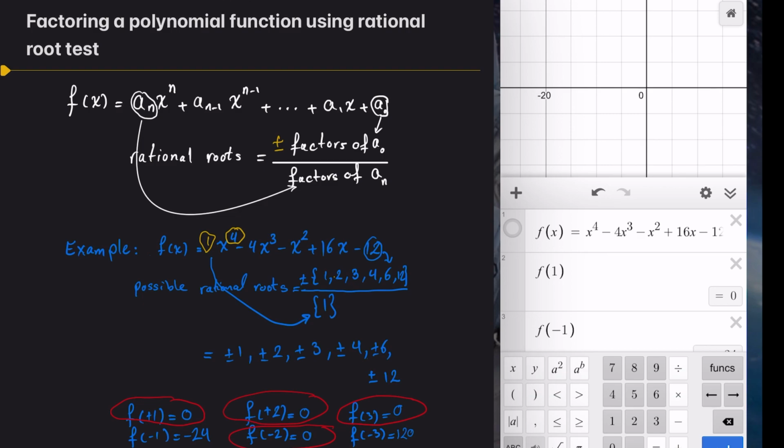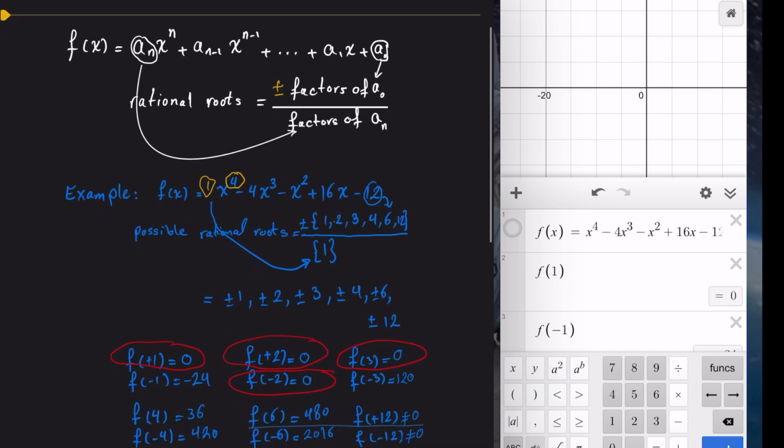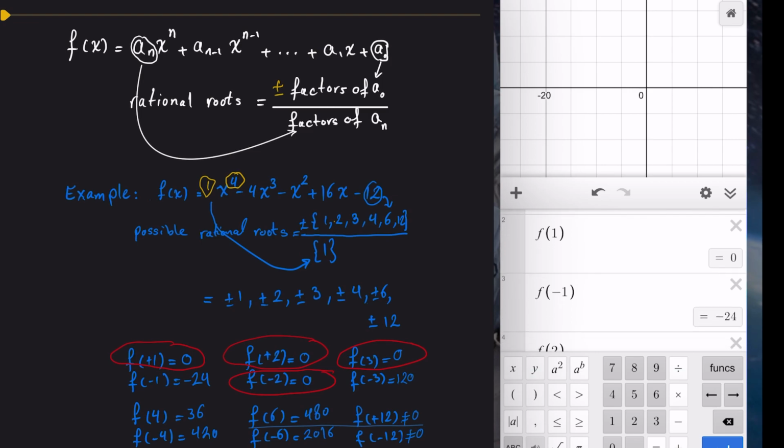The next step is to plug in these values, test them out, and see where we get zeros. For that, I'm going to use the calculator. Here on Desmos, I put the standard form of the polynomial as we were given, and I'm plugging in these values, plus 1, negative 1, etc. As you can see, at 1, we get 0. Then again, at 2, we get 0. At negative 2, we get 0. At 3, we get 0. And that's actually it. If I plug in the other values, those were the only zeros that we get, right?